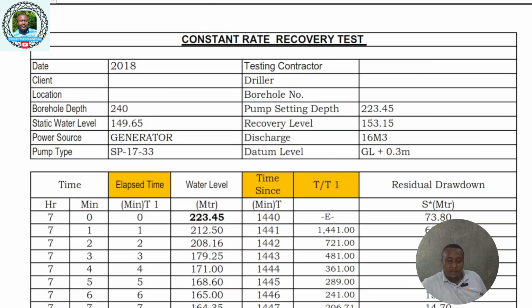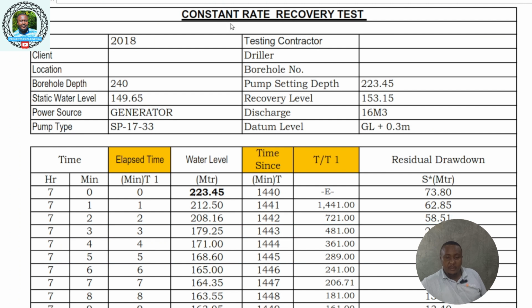Then you go to recovery. What you do in recovery is called a constant rate recovery test. This is observing the water coming up from the pumping water level to see how far it will come up. The same information will be indicated there, only this will change: it's the recovery water level. This will replace the pumping water level. So it is 153.1. See, this is where they start, 223.45.